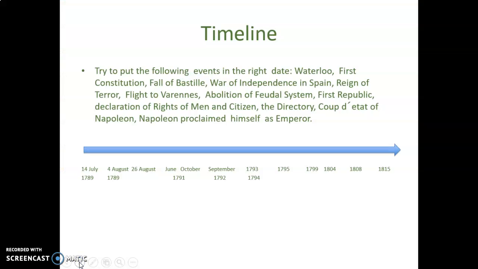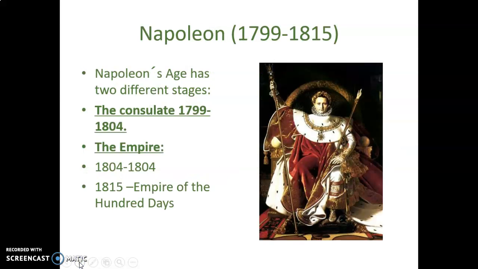Pictures of Napoleon. Here's your timeline for Napoleon. Napoleon starts his military service, I believe, in the late 1780s. I know by 1792 he's starting his rise to fame. The Directory notices him, and they promote him through the ranks of the military. So here is Napoleon. He has 2 different stages: the Consulate stage of 1799 to 1804, and the Empire stage from 1804 to 1815.